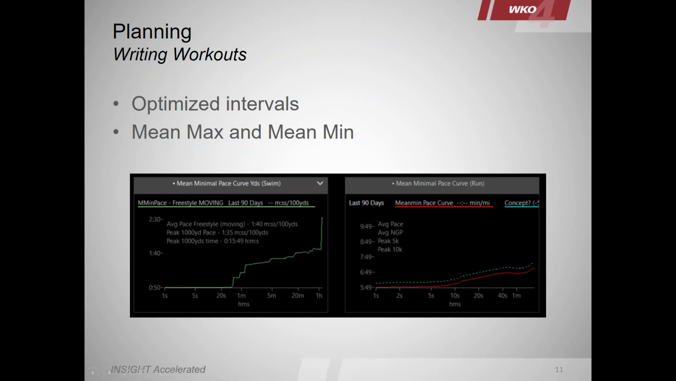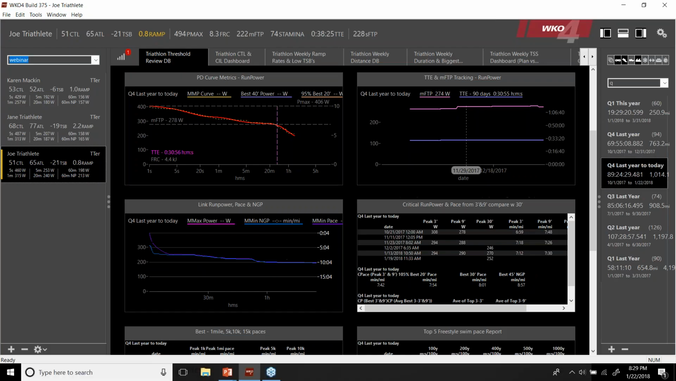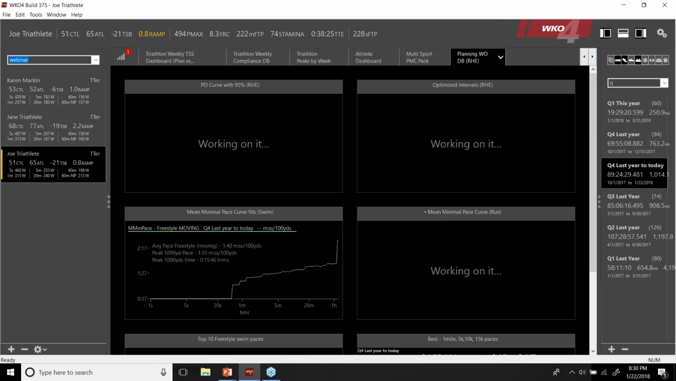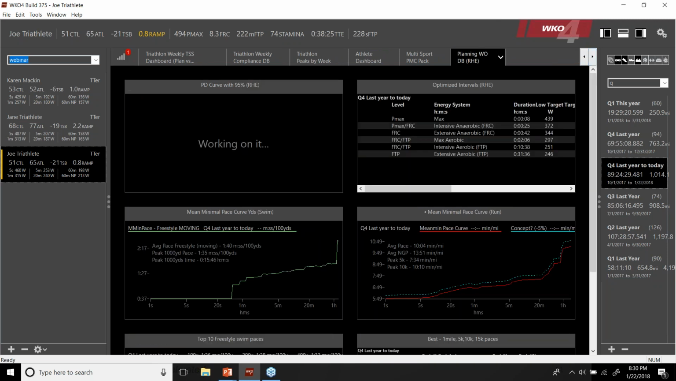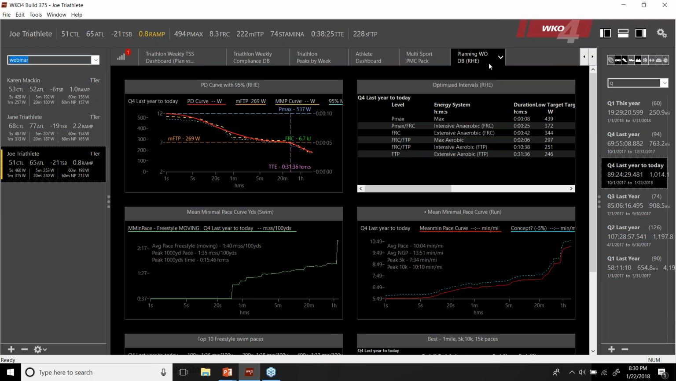This is where I'm going to bring up my WKO4 and go all the way over here. This is another dashboard chart that I like to look at. This is planning workouts.